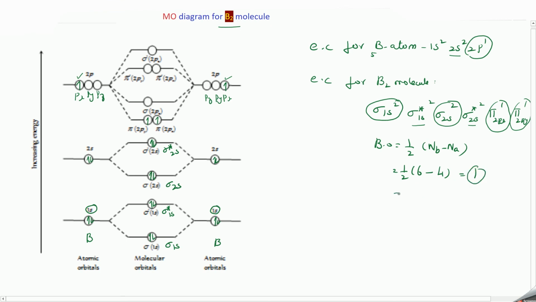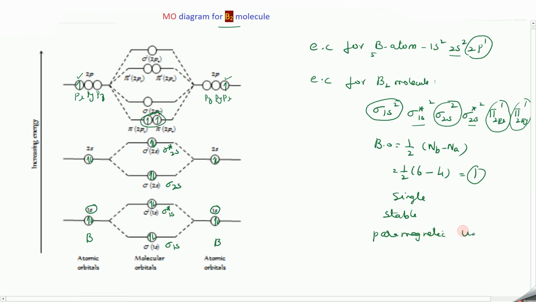So you have a single bond and the molecule is stable because the bond order is greater than 0. And then magnetic character. So here all are paired. Only here we have unpaired electrons. So in this case we have unpaired electrons. Since the electrons are unpaired, it is found to be paramagnetic.